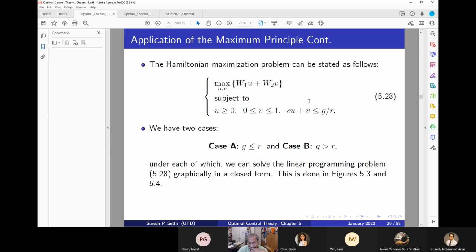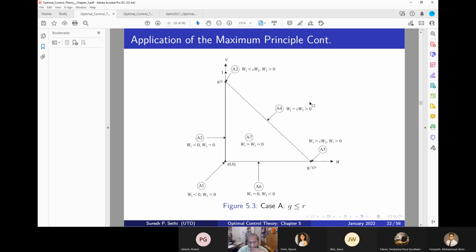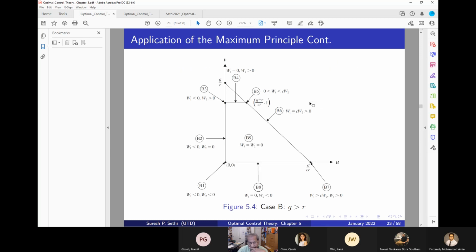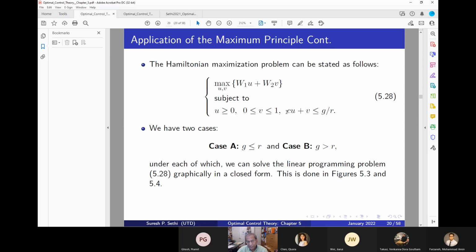Why do I have two cases? Because if I put G bigger than R, then you see what happens. The feasible space is no longer the whole triangle. The feasible space is this area. You can just draw this. Basically, this is the drawing of these three lines. That gives the simplex. These three constraints define the simplex.